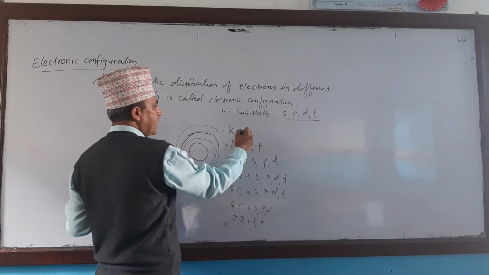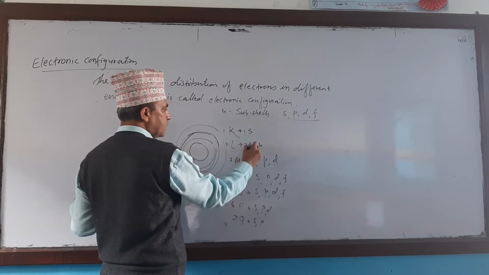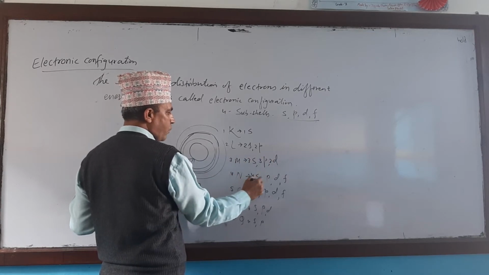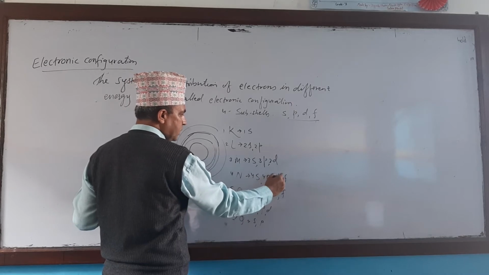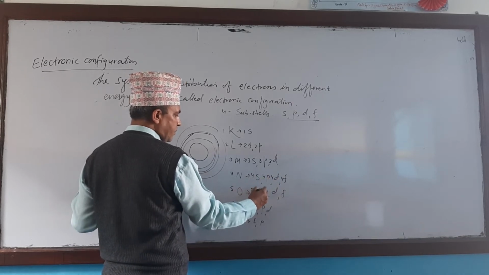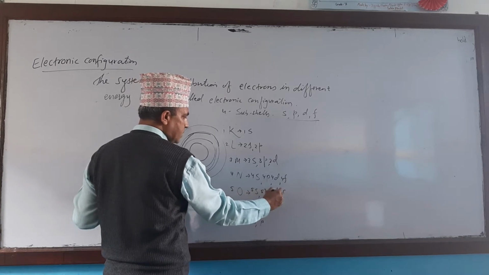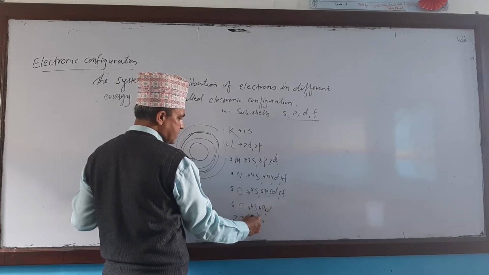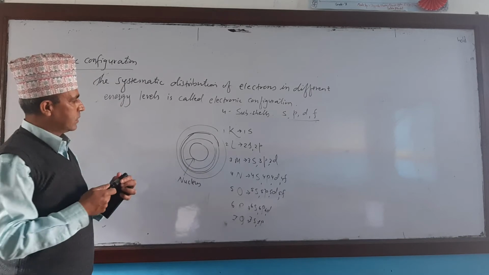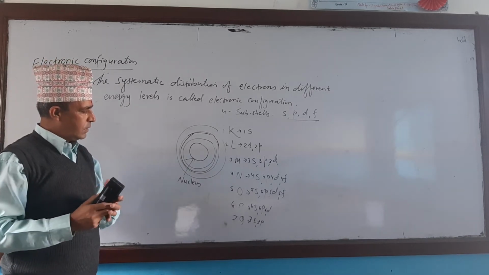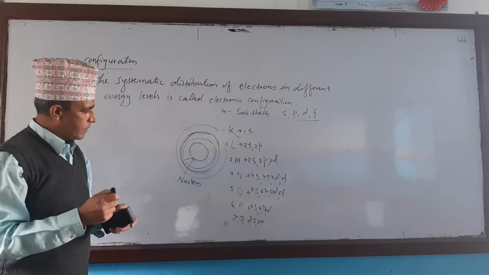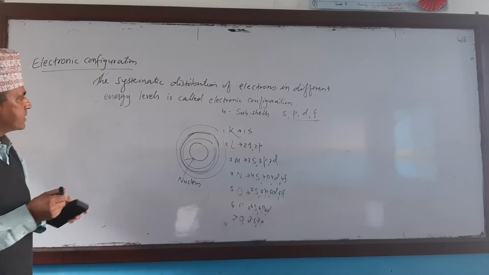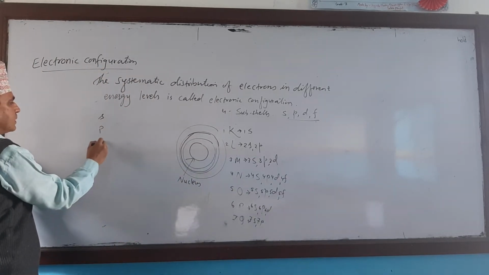At first, electrons are filled in K, in s, then in the second shell, L. It can be written like this: 1s first, 2s, and 2p, then 3s, 3p, 3d, 4s, 4p, 4d, 4f, 5s, 5p, 5d, 5f, 6s, 6p, 6d, 7s, 7p. These are the subshells.